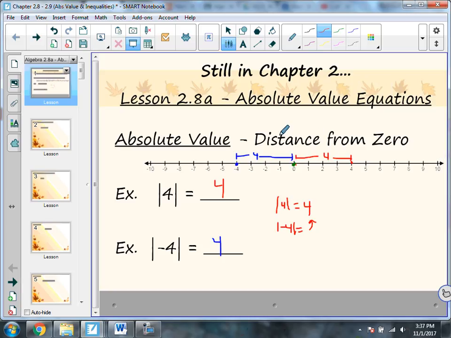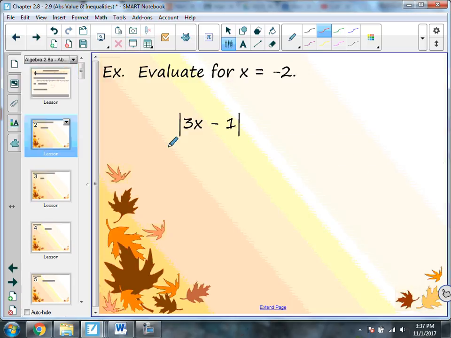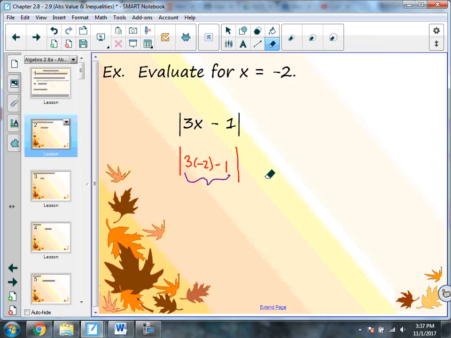So absolute value is how far you are away from 0. And essentially it is the value of the number without the sign, the absolute value. So if we're evaluating, we are taking the absolute value of 3 times -2 minus 1. What you're going to do is evaluate the entire inside of this expression, and then you can take the absolute value. So you'll do orders of operations here. So the absolute value of 3 times -2 is -6, and then minus 1. -6 minus 1 is -7, and the absolute value of -7 is 7.